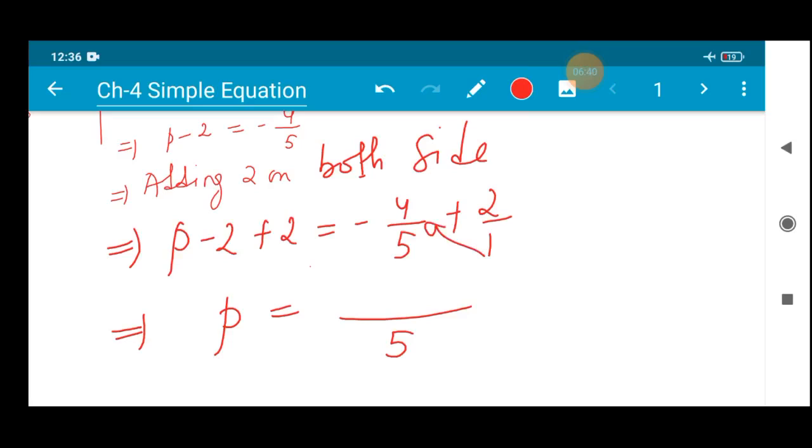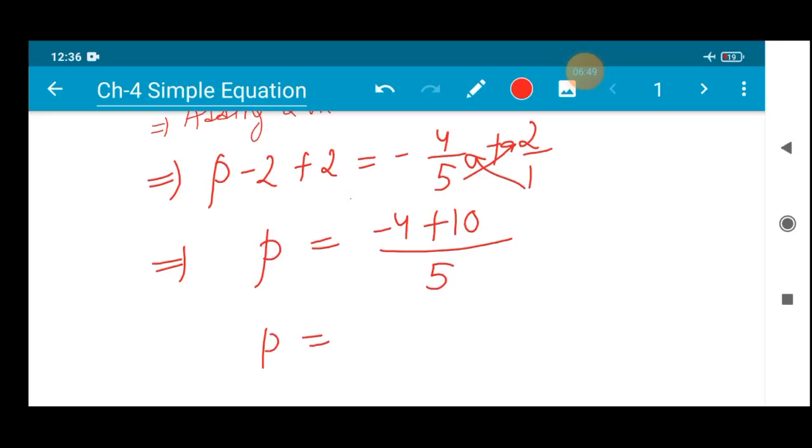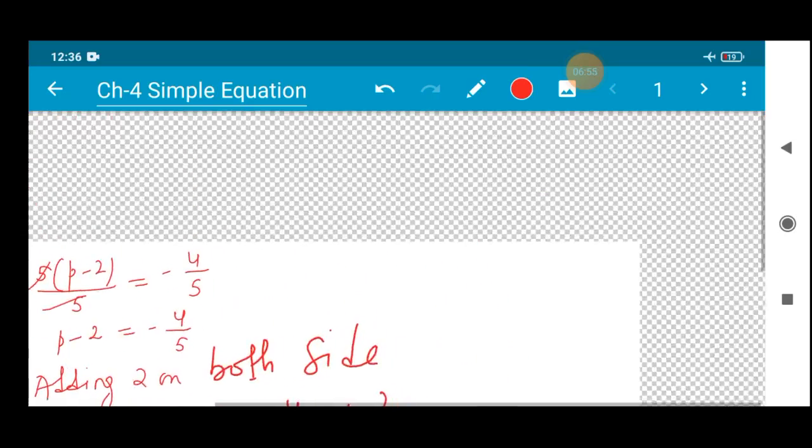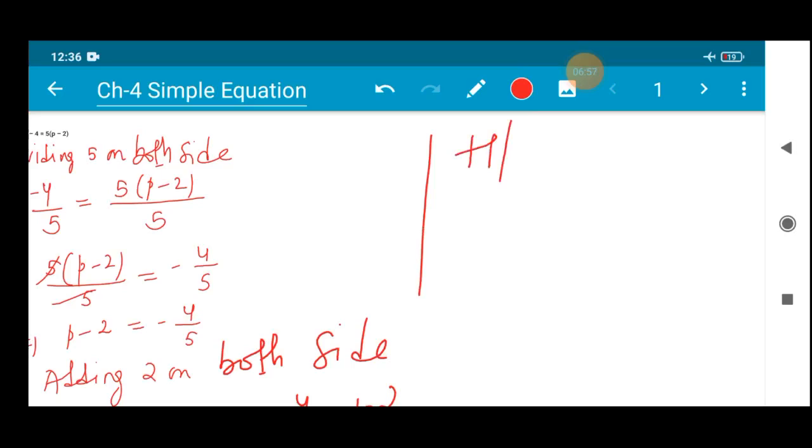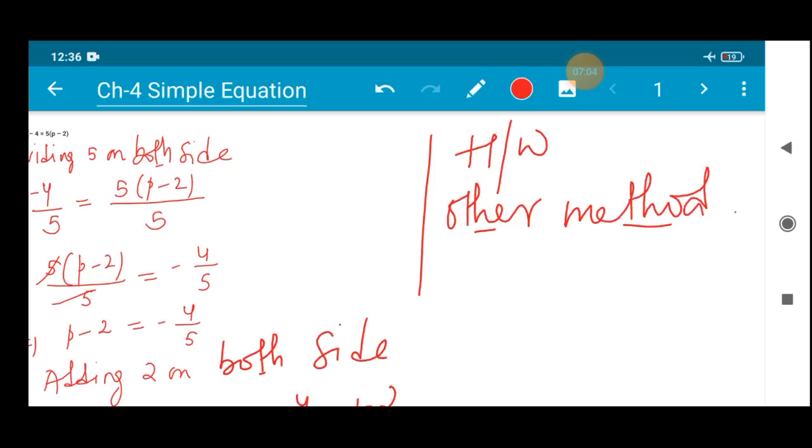5 cross multiply is 4 into minus 1, minus 4, plus 5 into 2 is 10. The value out here is 6 by 5, because 10 minus 4 is 6. The value of p is 6 by 5. So your home assignment is to go for another method. Wherever you have a problem, you can share with me.